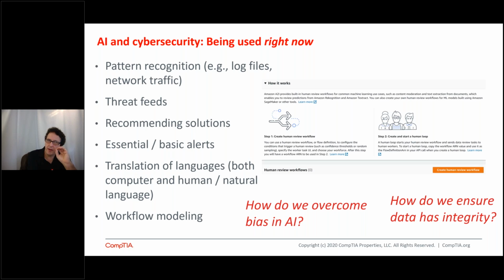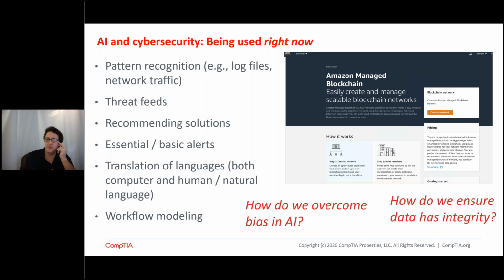AI helps with threat feeds. It helps recommend solutions. We see this every day. For example, the Amazon A2I is a human review workflow machine, right? Machine learning that can do these things for you right now. We see blockchain being used every day, not only in terms of validating information, but helping AI make sure it's using validated and good information.